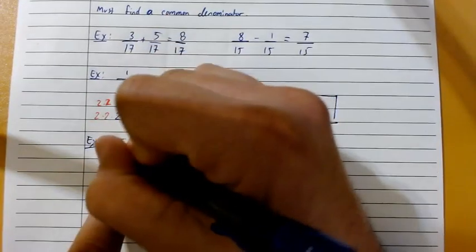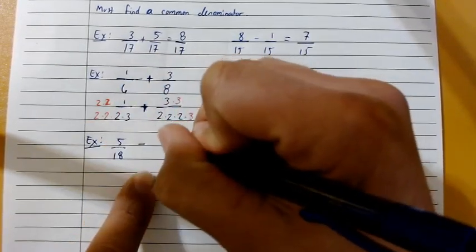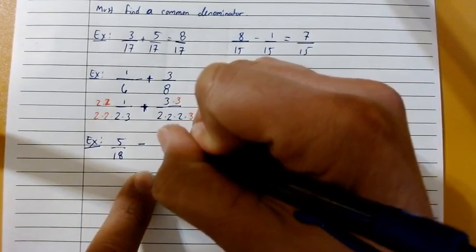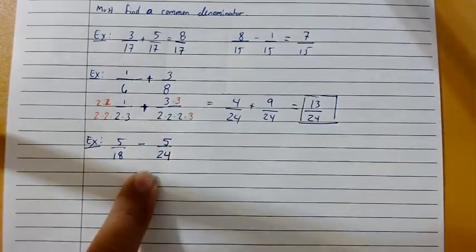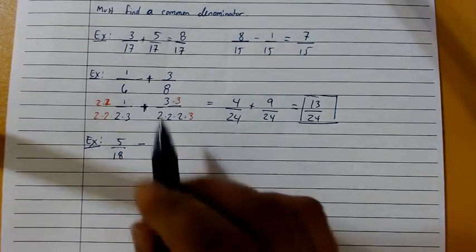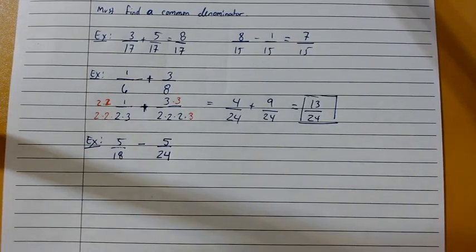Let's do 5 over 18 minus, let's do 5 over 24. Like that. Okay. Again, plus or minus is going to work the same way. The only difference is at the end, you're going to subtract the two numerators instead of add them. Otherwise, it's all the same.